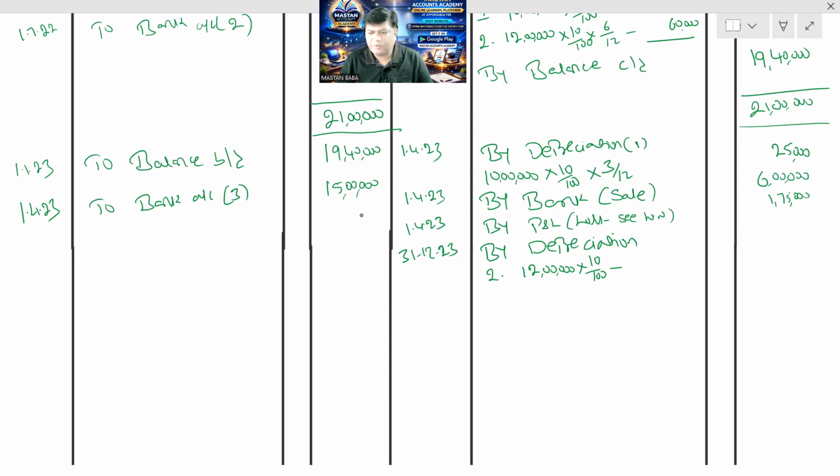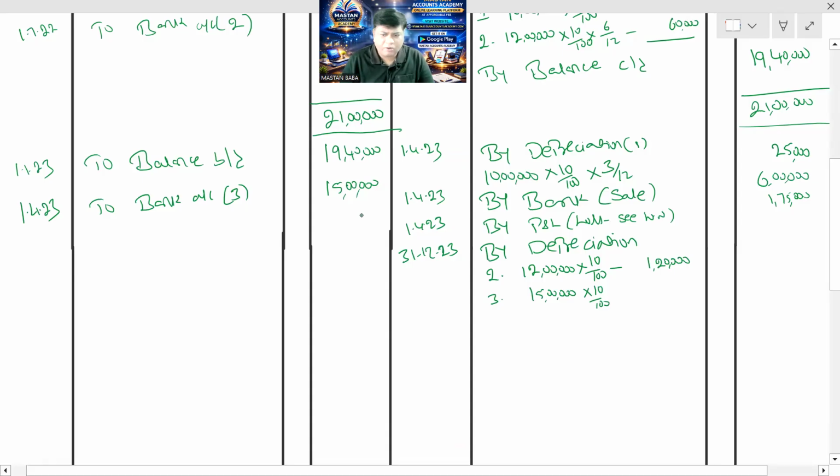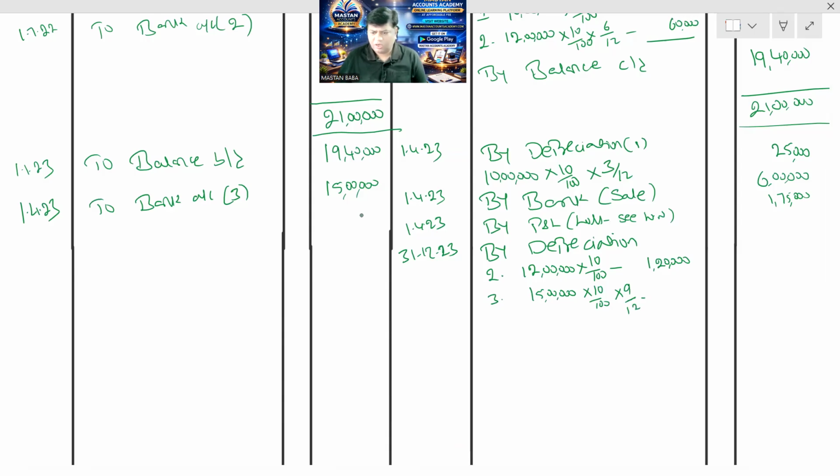ఓకేనా, బై డిప్రిసియేషన్ 12 lakhs into 10/100 1,20,000. ఎక్కడ దగ్గర క్లారిటీ వచ్చేస్తుంది ఈ మోడల్ అయితే. థర్డ్ డిప్రిసియేషన్ ఫర్ ద న్యూ బాట్ అసెట్ ఇన్ దిస్ accounting year, that is on 1st April 2023 for 15 lakhs we bought. So 15 lakhs, it is for 10%. And how many months utilized means? From April to December, obviously 9 months. So calculate it, 15 lakhs into 10/100, that comes to 1,50,000. 1,50,000 half 75,000, 75,000 plus 37,250, I think 1,12,250.